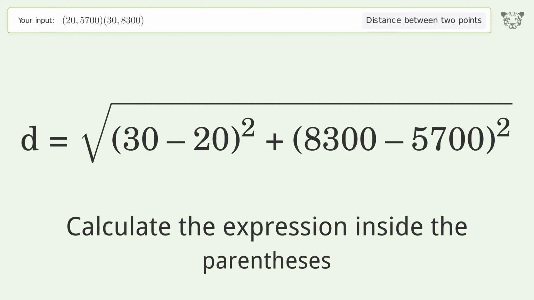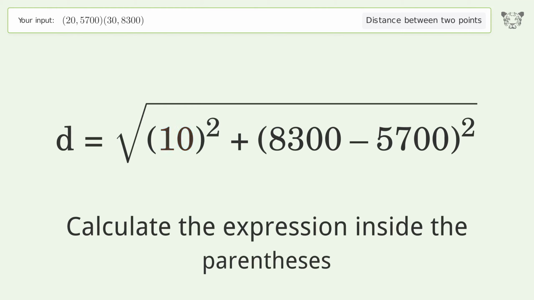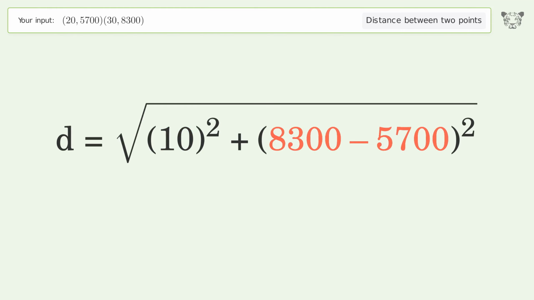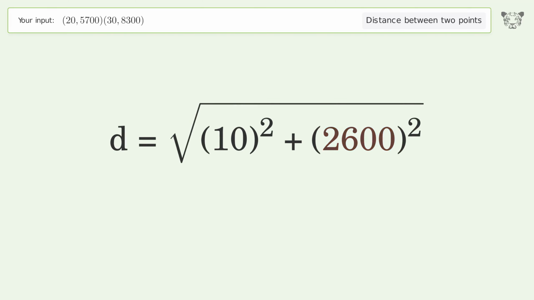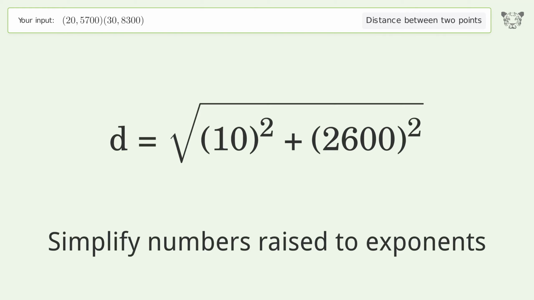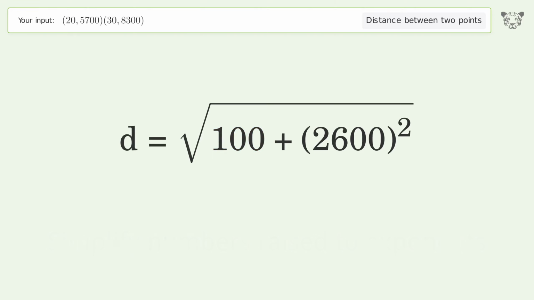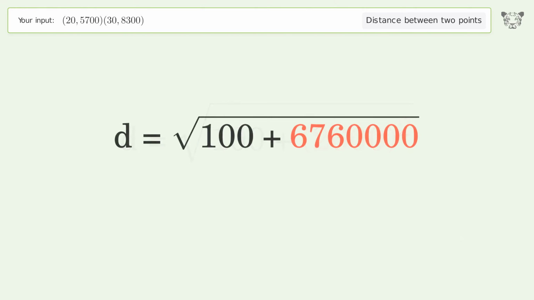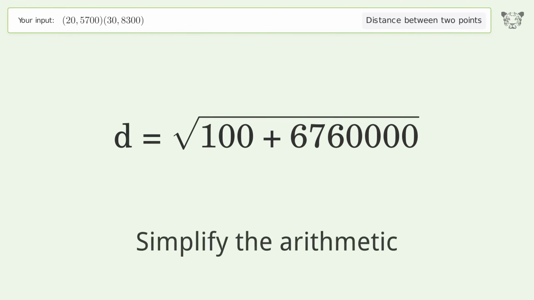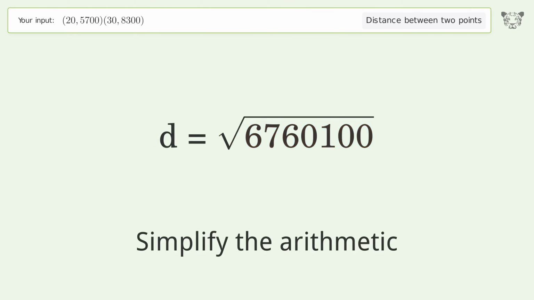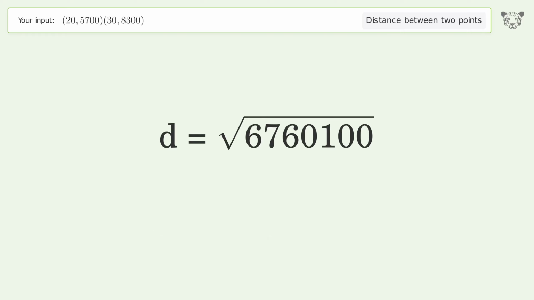Calculate the expression inside the parentheses. Simplify numbers raised to exponents. Simplify the arithmetic. And so the distance between the 2 points is the square root of 6,760,100, or 2,600.019.